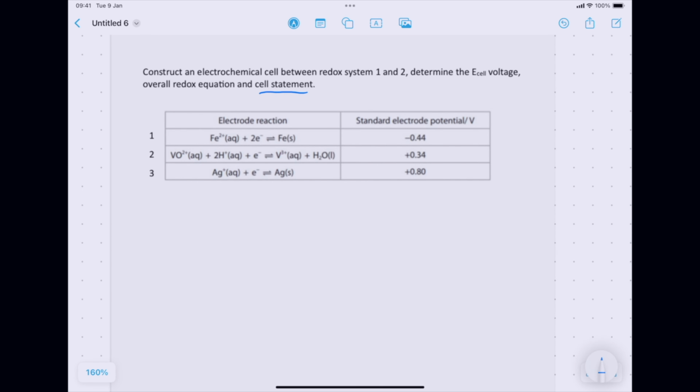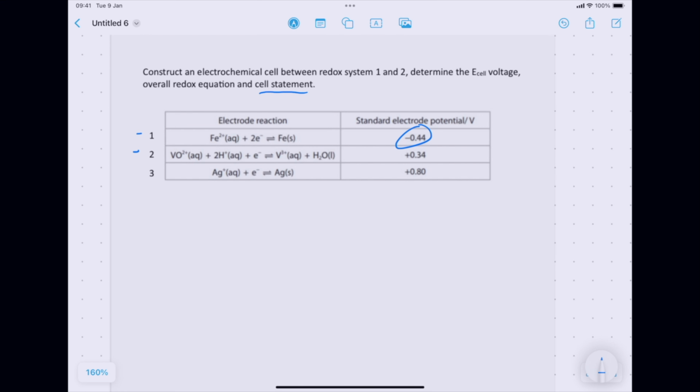It says construct an electrochemical cell between systems 1 and 2, determine the cell voltage, redox equation, and cell statement. In the previous videos I said, when you're drawing these overall electrochemical cells, you must make sure that the most negative half cell, in this case number 1, is on the left, and the most positive one goes on the right.